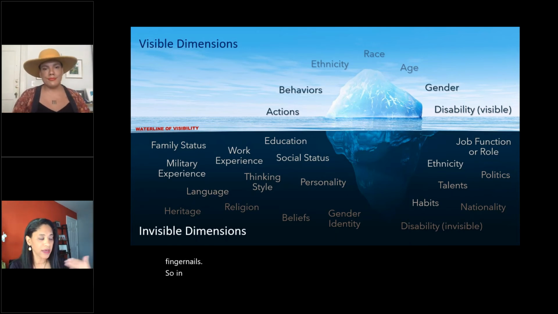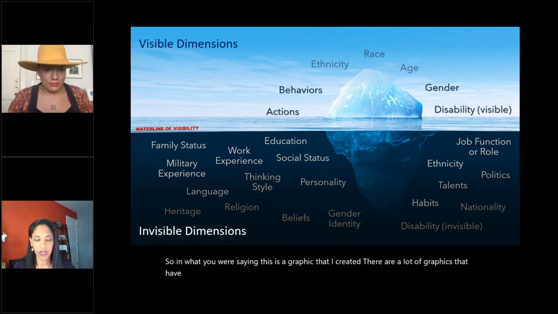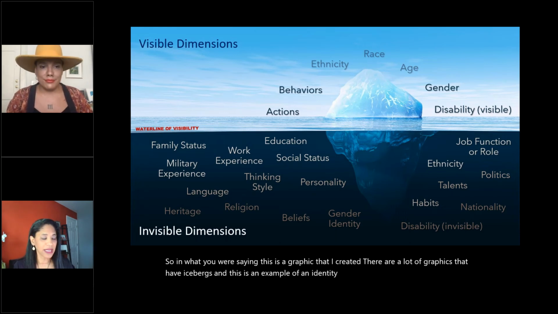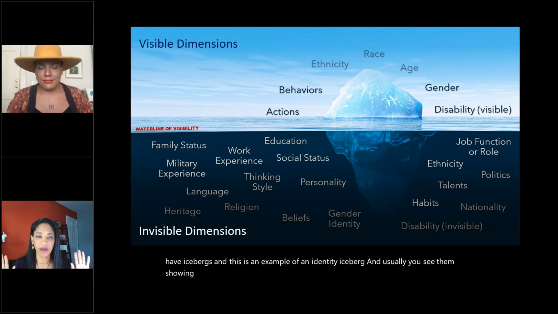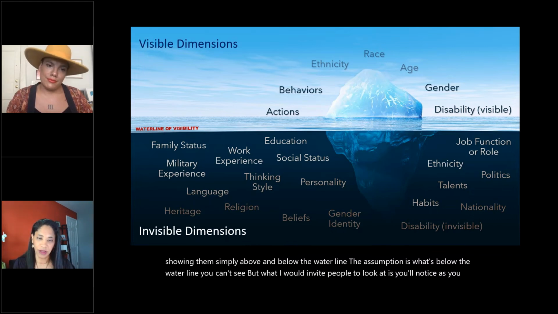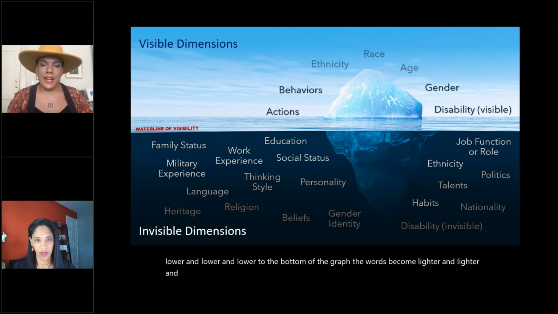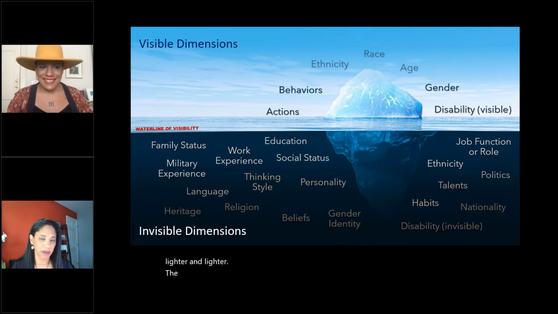So in what you were saying, this is a graphic that I created. There are a lot of graphics that have icebergs, and this is an example of an identity iceberg. Usually you see them showing simply above and below the waterline. The assumption is what's below the waterline you can't see. But what I would invite people to look at is you'll notice as you get lower and lower to the bottom of the graph, that the words become lighter and lighter. The descriptors become lighter and lighter.